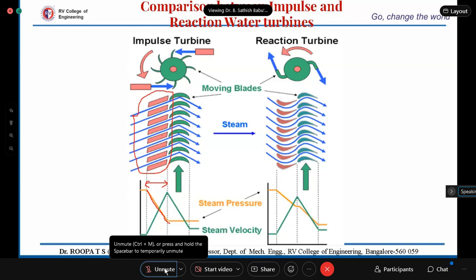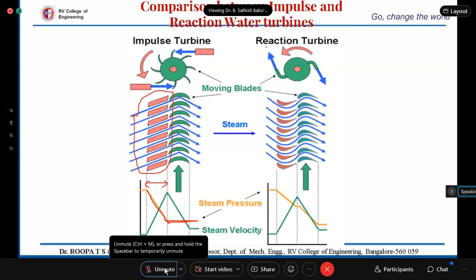As the water glides over this blade, because of the uniform cross section, there is no change in pressure. The pressure remains constant. You can see here the pressure line is a straight line, whereas the velocity decreases. So this is the impulse turbine.